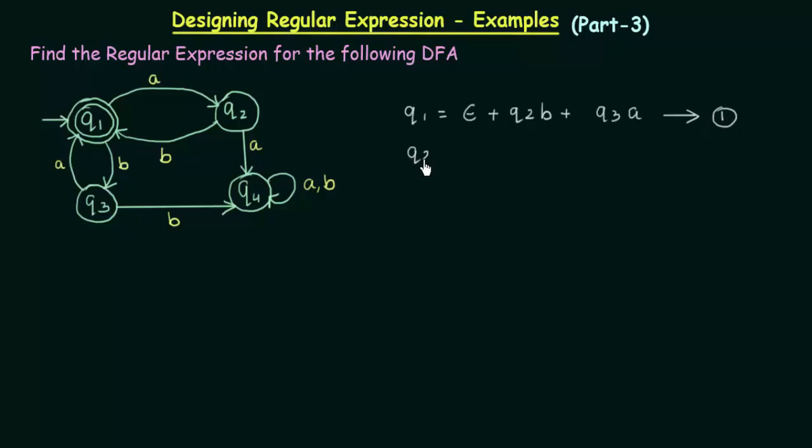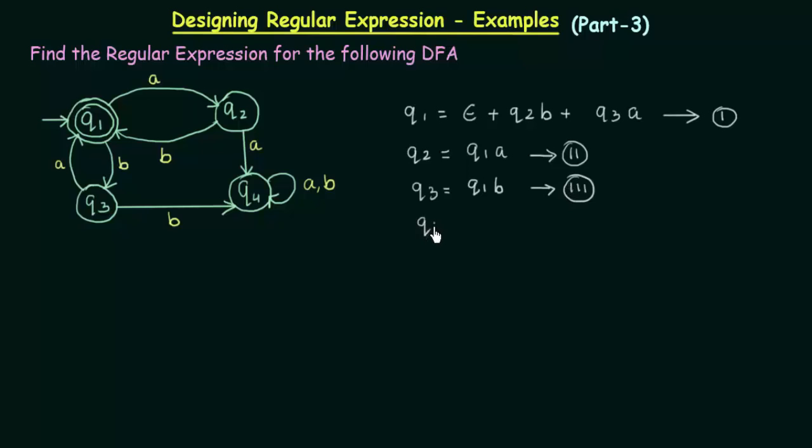Now let's do the same thing for equation number 2, that is for Q2. In Q2 we see that there is only one incoming transition, from Q1 with input A. So we can write it as Q1A, and there are no more incoming transitions to Q2. This is equation number 2. Now let's do the same for Q3. For Q3 also there is only one incoming transition, from Q1 with input B. So I will write Q1B. Let me call it equation number 3.